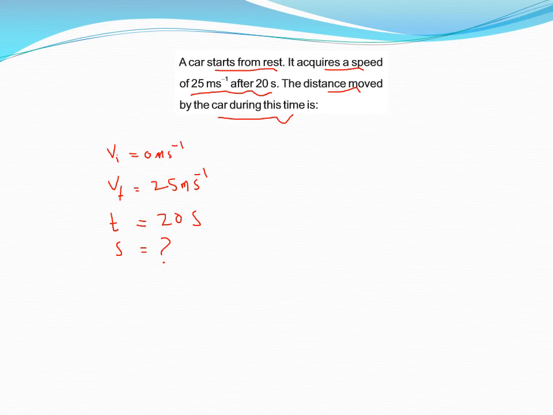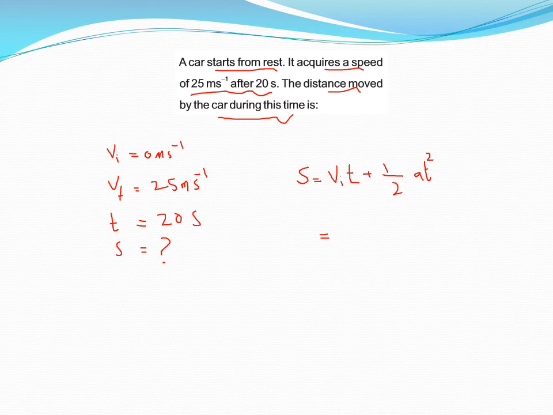So again, we are to match this given data with any of the 3 equations of motion, and here we see that this data matches with the second equation of motion. So what's the second equation of motion? S is equal to Vi t plus 1/2 a t square. We have just derived it graphically, so now we are applying this equation for solving numerical problems.